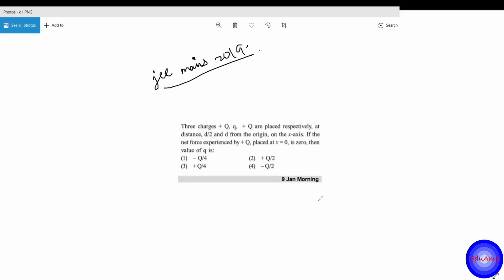There are 3 charges. One is plus capital Q, another is plus capital Q, and the third one is small q. One plus Q is kept at the origin, x is equal to 0. And the other two are kept at a distance d by 2 and d as given in the question. So the net force on the charge at the origin is 0. So find the value of q. Simple Coulomb's law application.